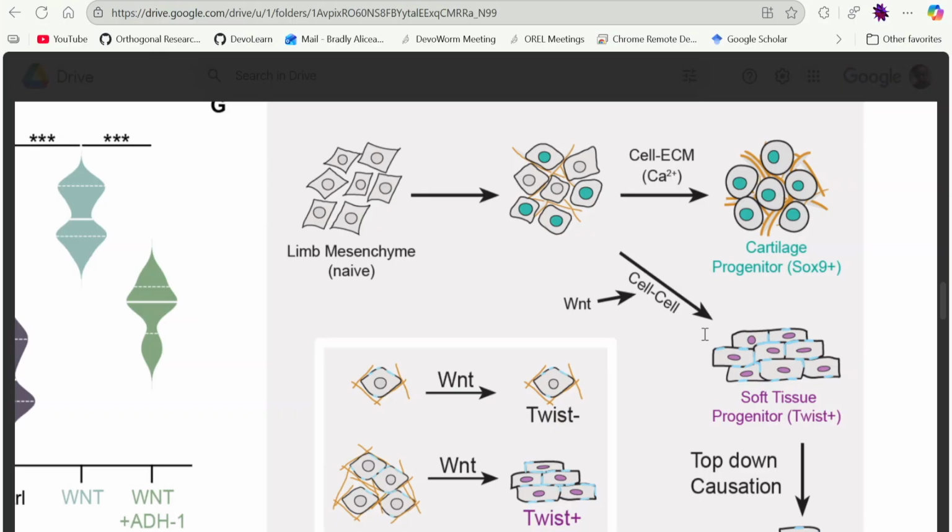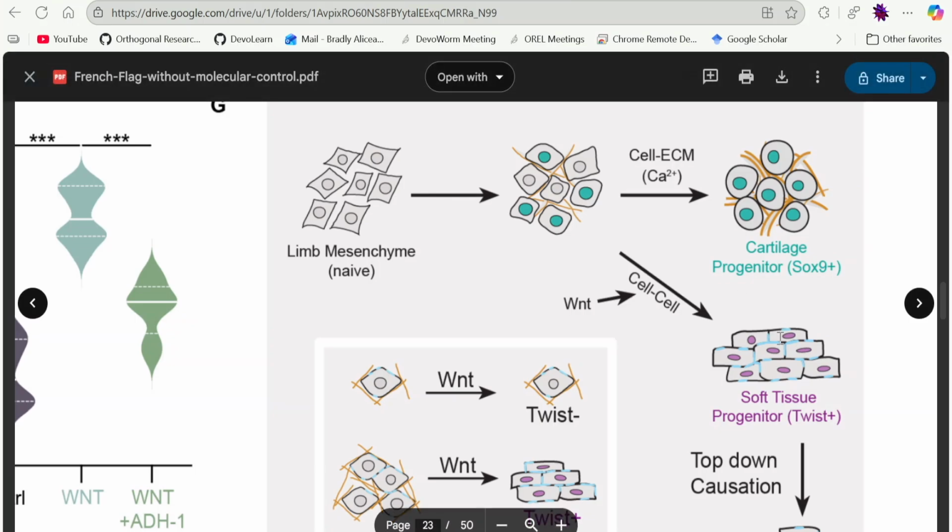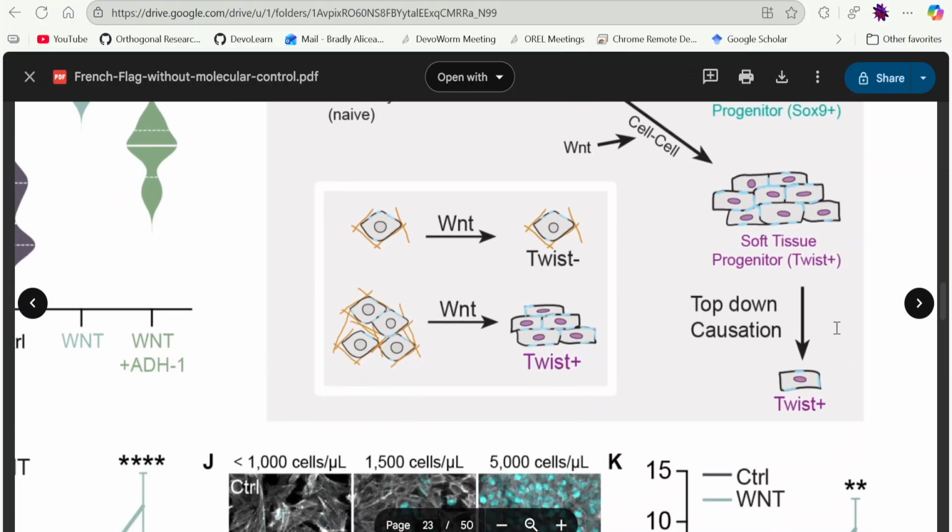You have these Lim mesenchyme, which are undifferentiated, and depending on their local environment, depending on how the cells are interacting with one another, they form these different cell types. And you can verify that they're of that cell type by their molecular signature. So this is top-down causation.